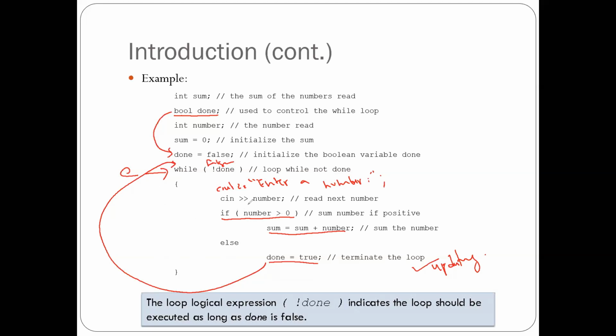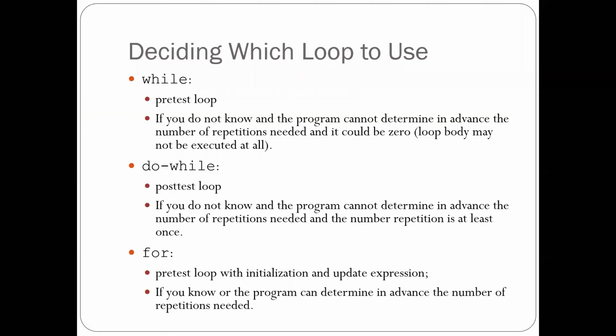But once the user enters, for example, negative one, what happens? If number more than 0, is negative one greater? No. So it goes to the else and done becomes true. Why? Because the question says if the user enters a negative, that means stop. It wants to terminate the process of repetition. That is the meaning of the flag control structure: it uses true or false. Okay, so next, choosing the right loop structure.